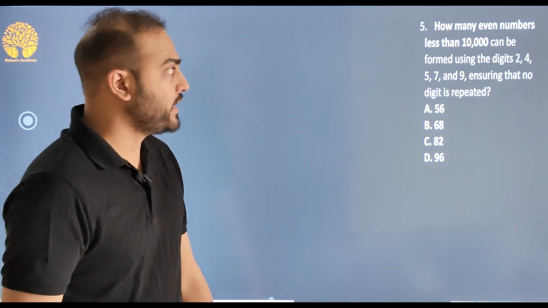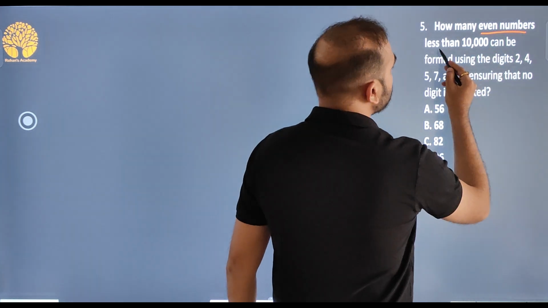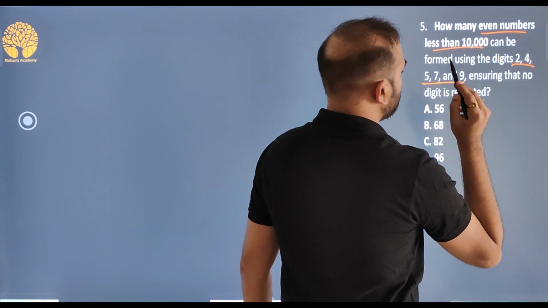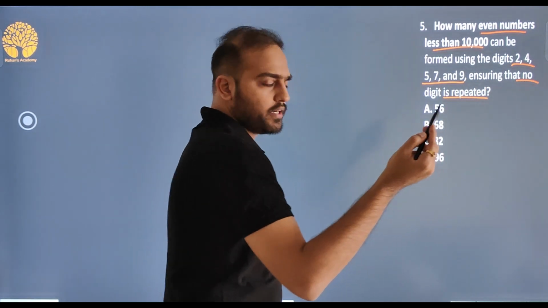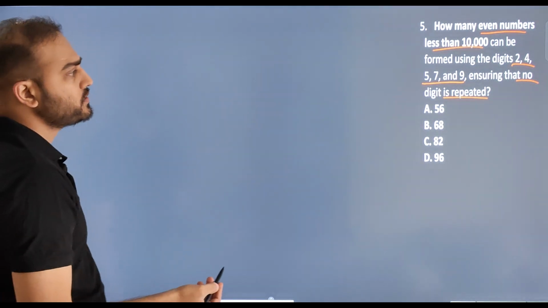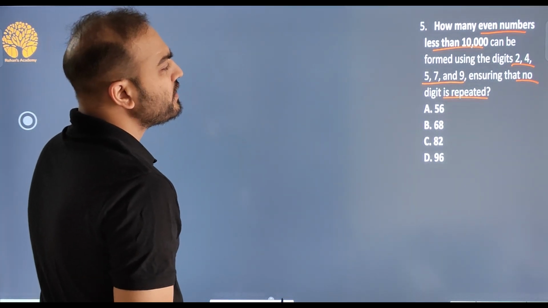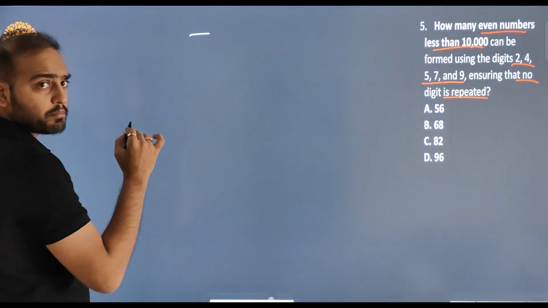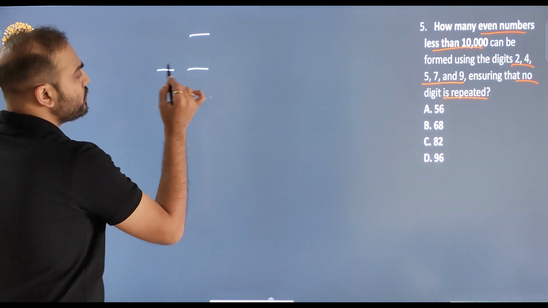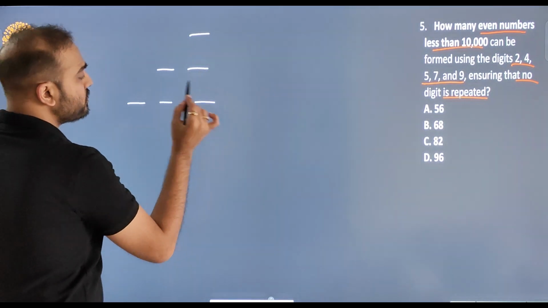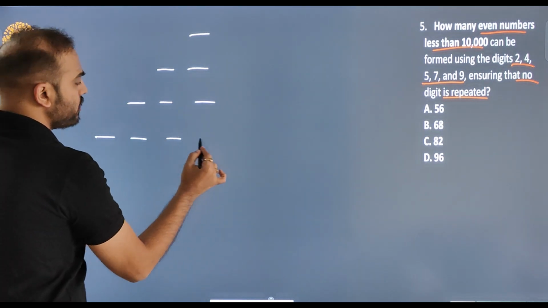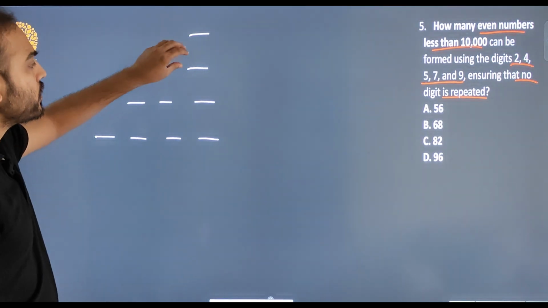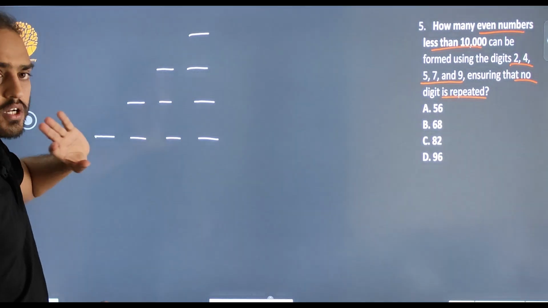Alright, moving on to the next one. We need even numbers less than 10,000 using the digits 2, 4, 5, 7, 9. Again, no digit is repeated. Repetition not allowed. Order clearly matters. Now, less than 10,000, right? So I can have a single digit number, a 2-digit number, 3-digit number, or a 4-digit number. I can have this or this or this or this.